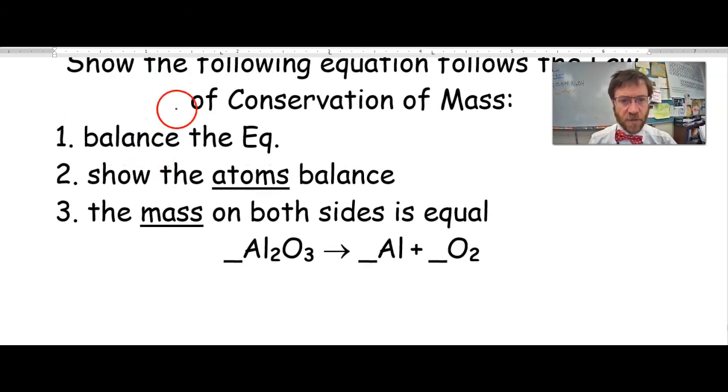All right. So I guess we're going to have to balance this first. 3, 2, then I put 2 here to make 6. I put 3 there to make 6. So I have to start all over. 2 times 2 is 4.